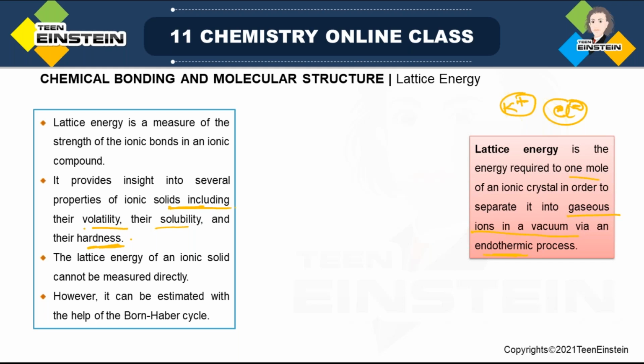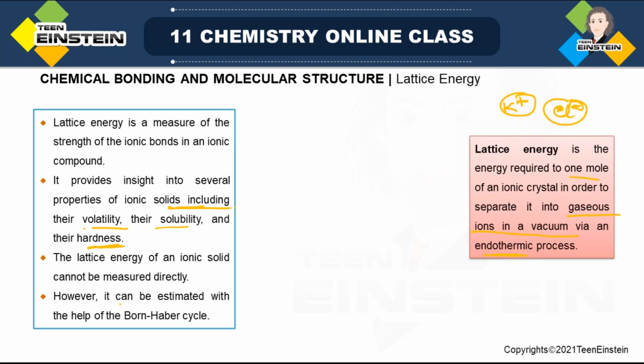Then, lattice energy of an ionic solid cannot be measured directly, and for its measurement we take the help of the Born-Haber cycle. Though the Born-Haber cycle is also present in another unit of thermodynamics, here also we will have a preliminary idea about it, so that you can understand how lattice energy is actually calculated, because directly we cannot measure it.